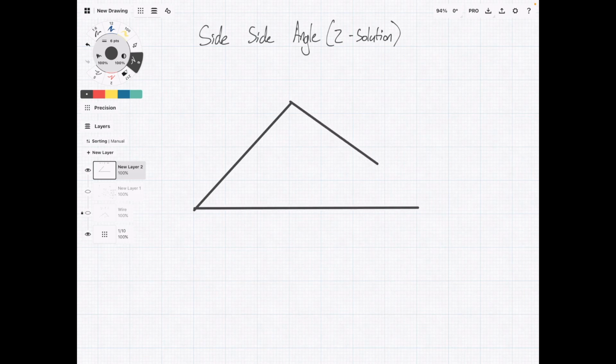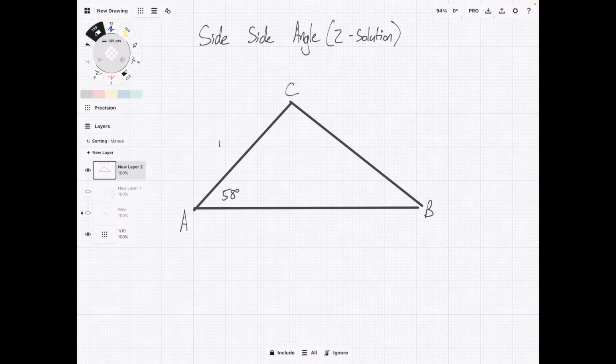So given our triangle here, this is going to be A, B, C. This is going to be 58 degrees, 12.8, and 11.4. All right, so for this side-side angle problem, we have A, which is good. We don't know C, and then we don't know either of the other two internal angles.